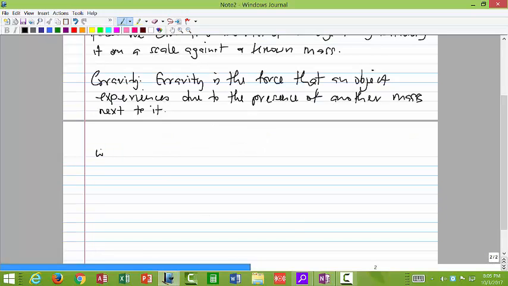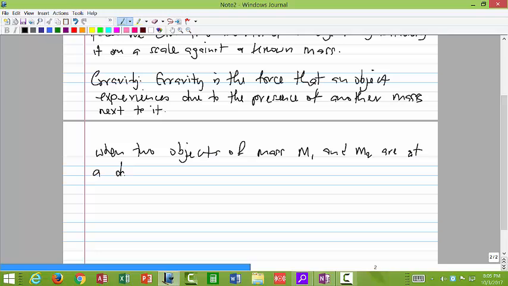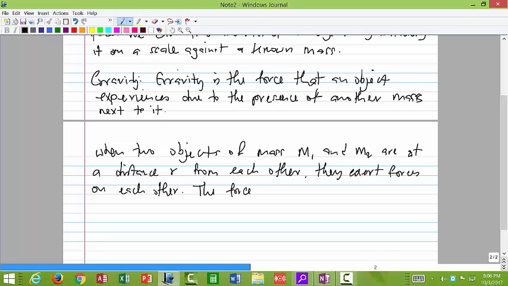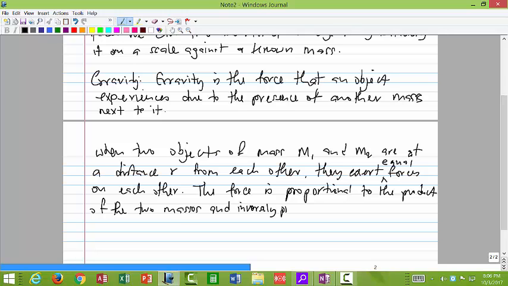We can say that when two objects of mass m1 and m2, a distance r from each other, exert forces on each other, they exert equal forces. What I should say is they exert equal forces on each other. So let's put here equal. The force is proportional to the product of the two masses and inversely proportional to the squared distance between them.